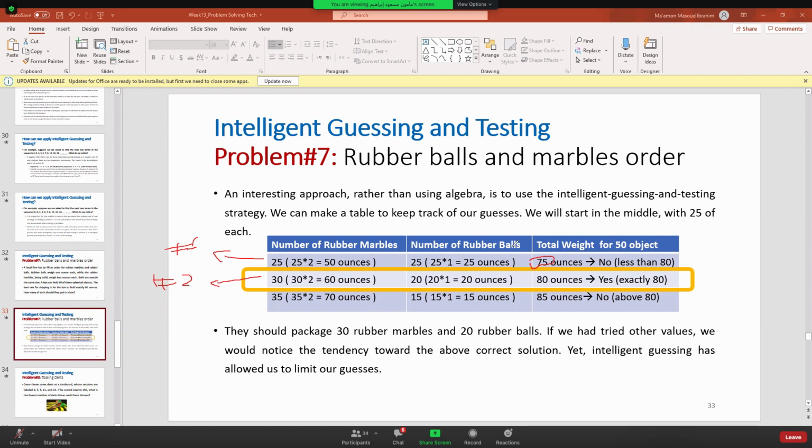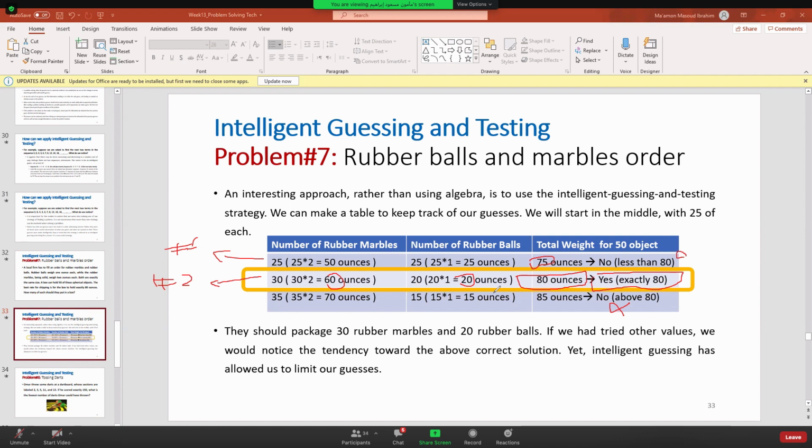So we should not try something less, we should try something more because the weight is less than 80. The best choice was 30 multiplied by 2, which is 60, and 20 multiplied by 1, which is 20. So now the total weight is 80 ounces, which is exactly what we need. So this one was no, and this one was no, this one was the correct answer.